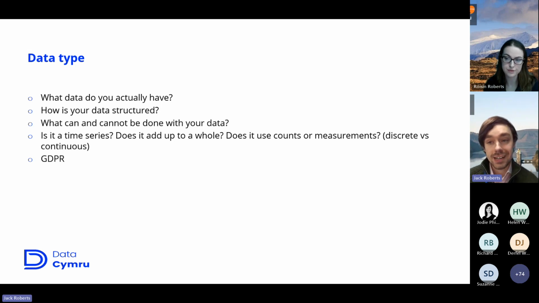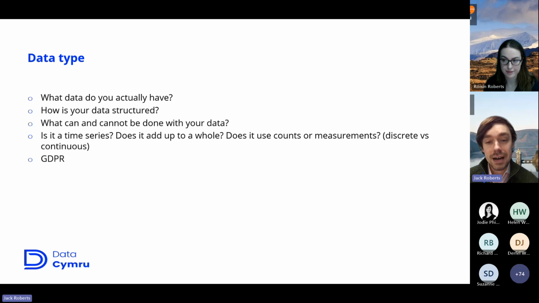And it's just as important to consider what you can't do with your data as what you can, because you can't try to do something with your data that it won't allow you to do because you'll start to present wrong information. So things that you consider are, is the data a time series? Does it add up to a whole? Does it use counts or measurements? So for example, is it discrete or continuous? By which we mean, is it whole or rational numbers, or continuous where it can get down to an infinite number of decimal points? And also you should consider GDPR.